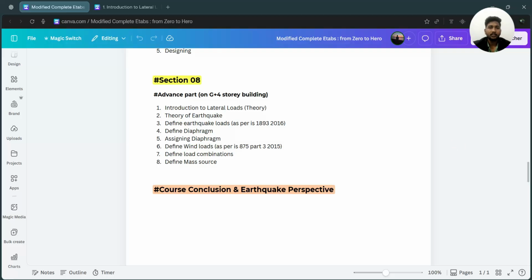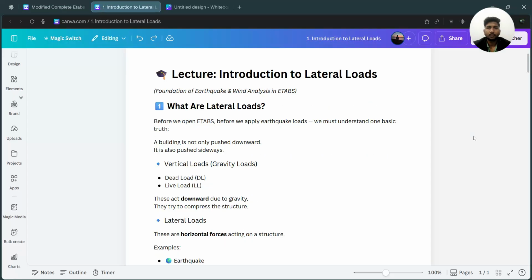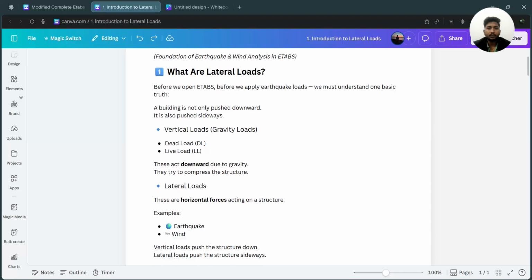Then we will now start with the introduction to lateral load theory. Introduction to lateral loads: this is the foundation of the earthquake and wind analysis in ETABS. So let's get started. What are the lateral loads? Before we open ETABS, before we apply the earthquake loads, we must understand one basic truth: a building is not only pushed downward, it is also pushed sideways. There are basically 2 types of loads acting on a building: the vertical load, that is the gravity load, and the lateral load, that is the horizontal load.